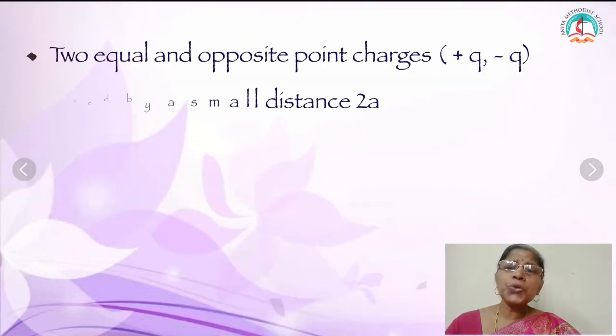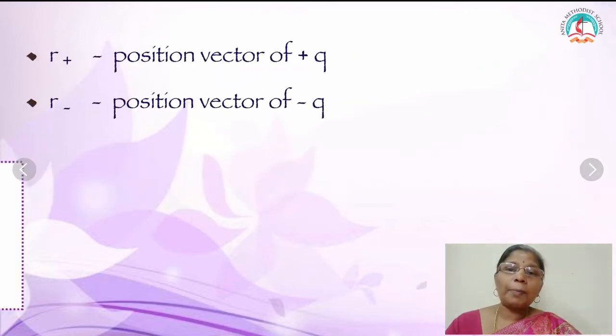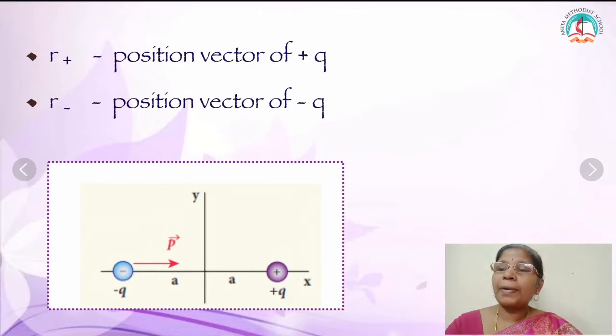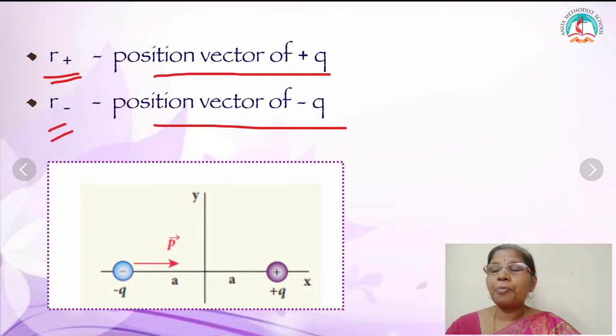Okay. Now two charges. One I am taking, it is plus Q. Another I am taking, it is minus Q. What is the distance? Remember the distance is represented by 2A. I am going to calculate the value of dipole moment. How to calculate the value of dipole moment? Charge multiplied by the distance. Same way, minus Q, the charge multiplied by the distance. Okay, now what is R plus and R minus here? R plus means it is a position vector with respect to plus Q. R minus means it is a position vector with respect to minus Q.